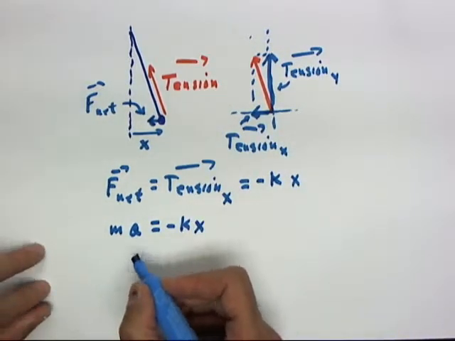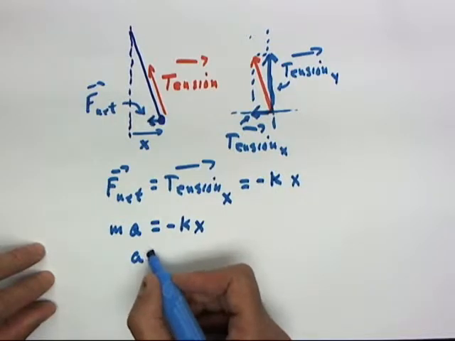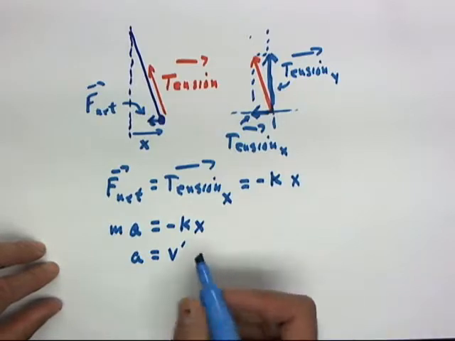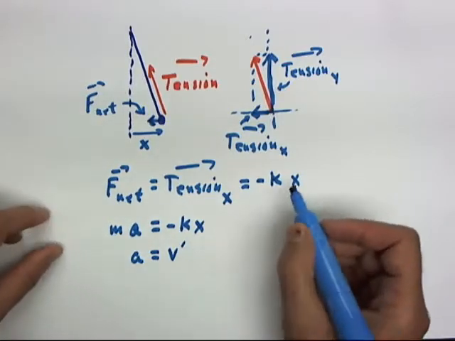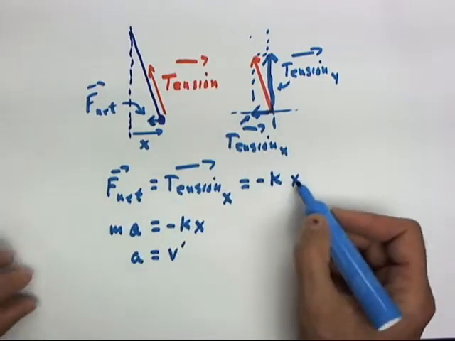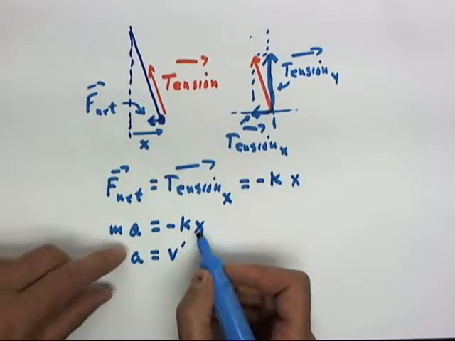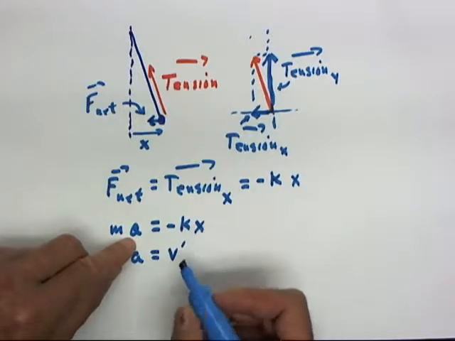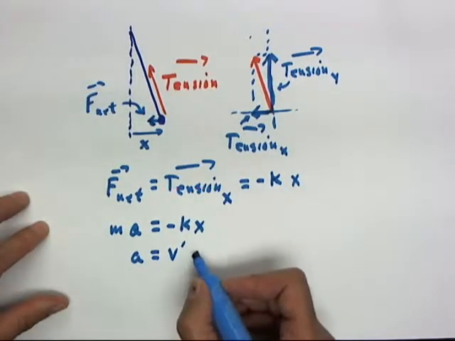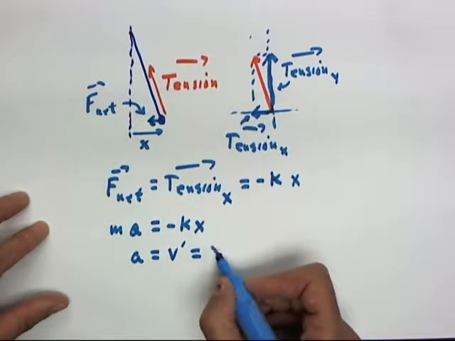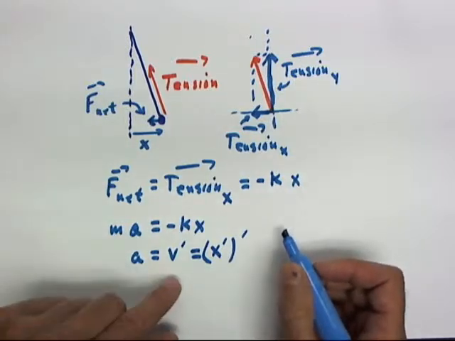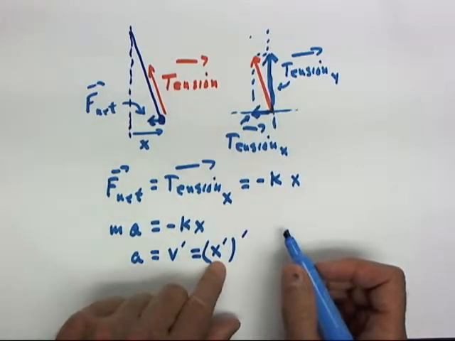Now, acceleration is the derivative of velocity. Again, recalling that x is a function of t. Once this thing is set in motion, x becomes a function of t, the acceleration is a function of t, and the velocity is a function of t. Now, the velocity v prime, well, that's nothing but x double prime, because the velocity is just the derivative of the position.